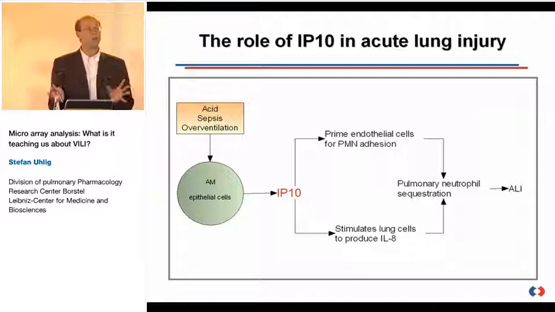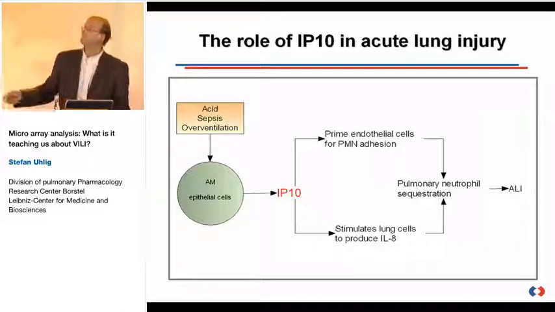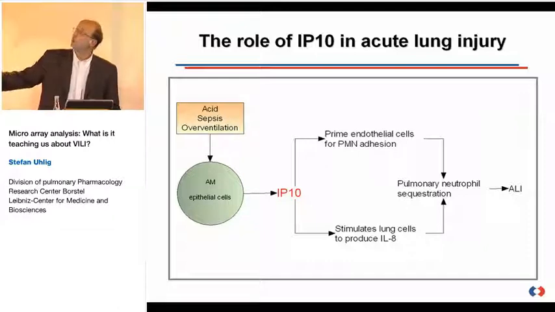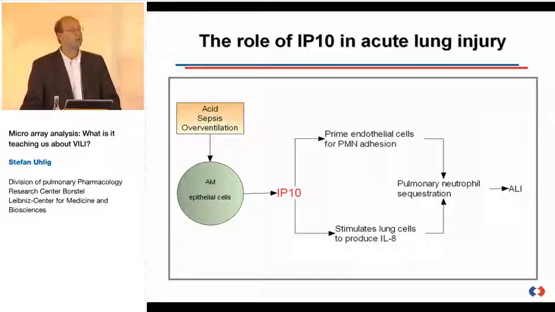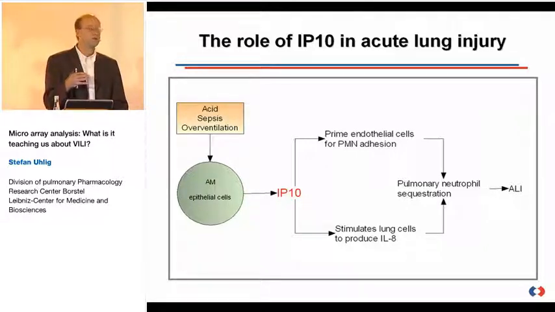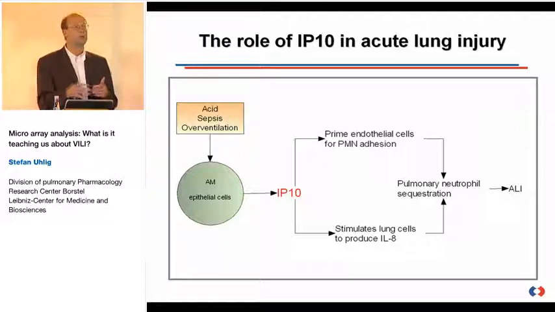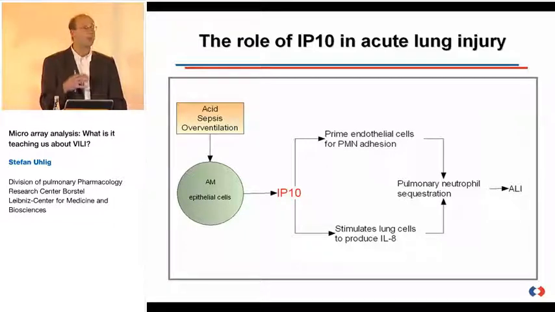So just to summarize how we think IP10 is working. We think that many stimuli, like acid instillation, sepsis, overventilation, stimulate alveolar macrophages, epithelial cells, but probably also other cells to produce IP10. And then data that I didn't show you indicates that IP10 has at least two actions, because IP10 is a chemokine. However, IP10 has no direct actions on neutrophils. And that was puzzling at first. So we had to explain how IP10 could increase neutrophil infiltration in those lungs, what we observed, if it has no direct effect on neutrophils. Neutrophils don't have the CXCR3 receptor for IP10, for instance.